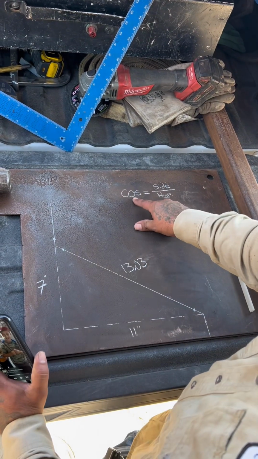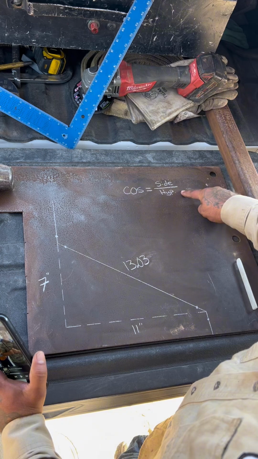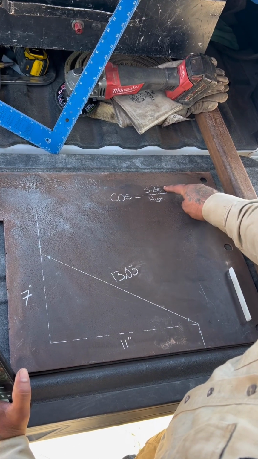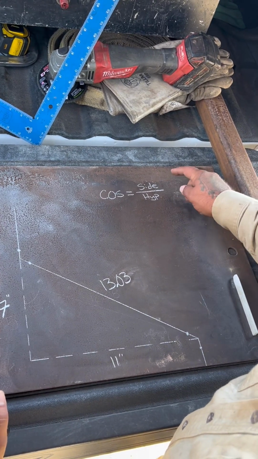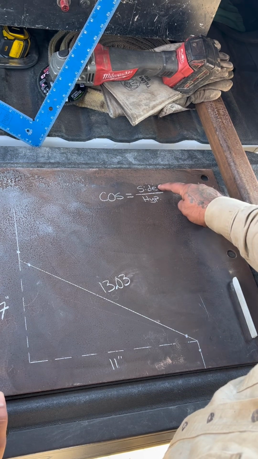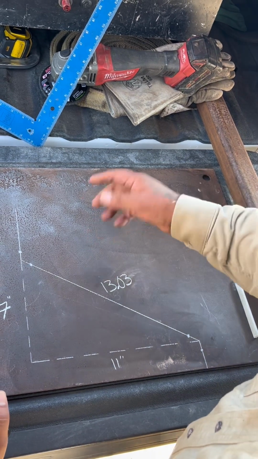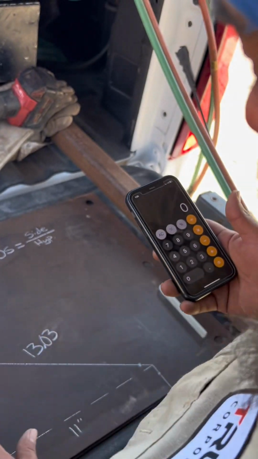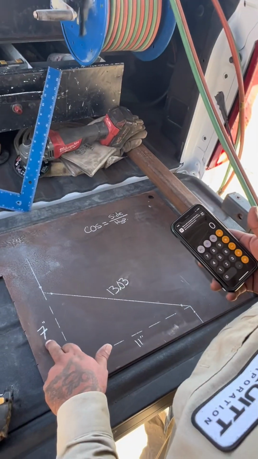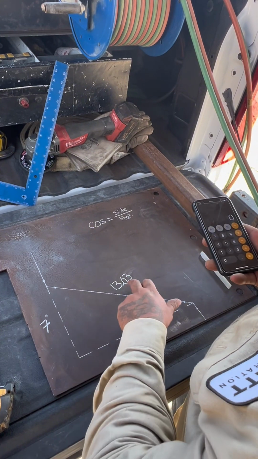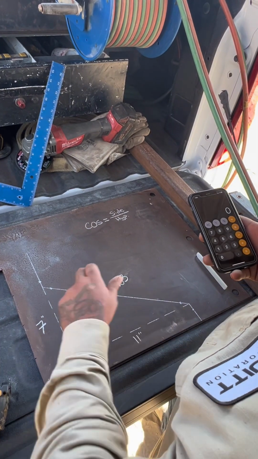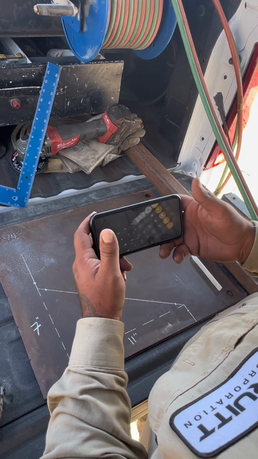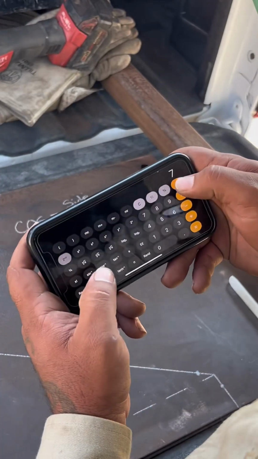So what you're going to do is to find this degree right here, I have the formula right here. It's cosine equals side over hypotenuse. The reason I put side and I didn't put adjacent or opposite is just because it makes it easier for me to remember. So I'll do it on the calculator to show you guys. So it's cosine equals side over hypotenuse. So this is going to be the side, and then it's going to be divided by your run that you've already figured out, okay? So it's going to be 7 divided by 13.03 equals.